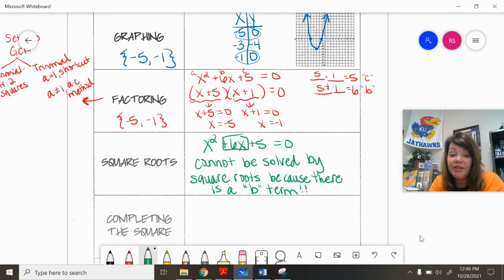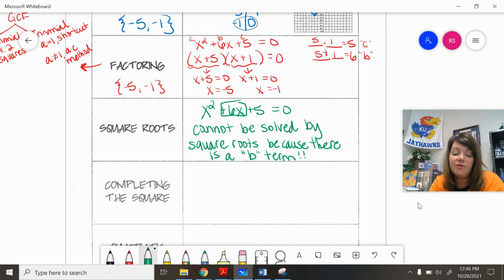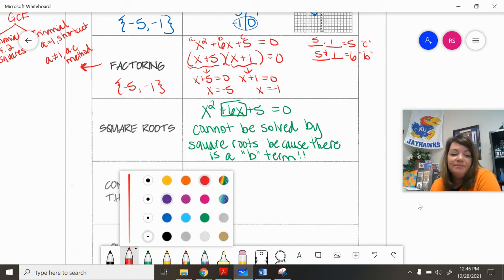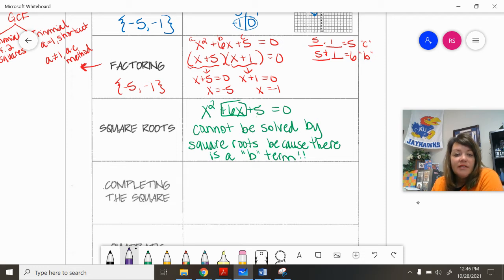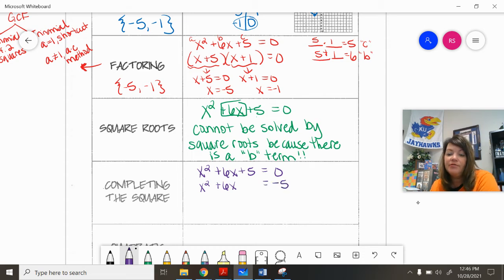Let's go ahead and solve it by completing the square. We know we can solve it by completing the square. We can always solve by completing the square. It's just sometimes it's easier than other times. So when I go to complete the square, let's write it down, x squared plus 6x plus 5 equals 0. Okay, so step number 1 in completing the square is to move the c term over to the other side. So x squared plus 6x equals -5. Okay, I'm going to subtract it over to the other side.